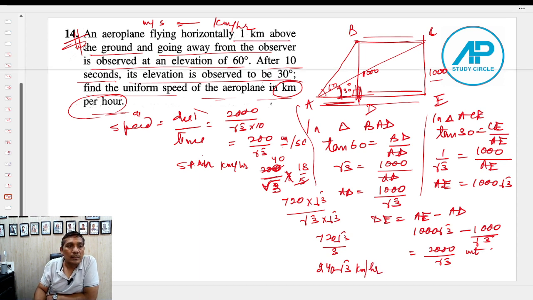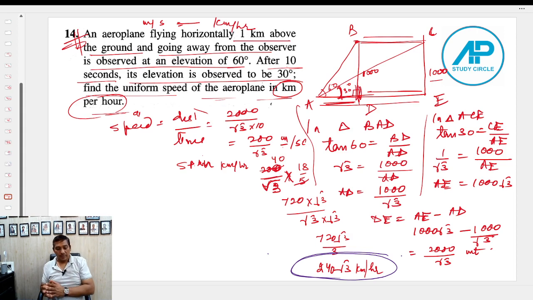The answer is (240)/3 km/h is the calculation and answer of my equation. That's how you do this question. It's a very important question. First step, second step, and the third step.